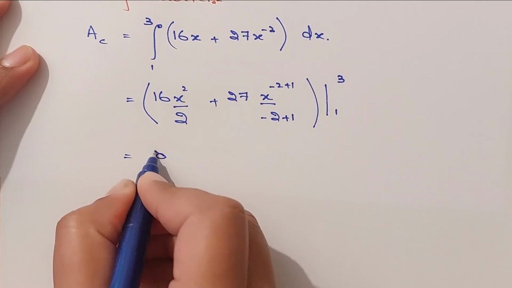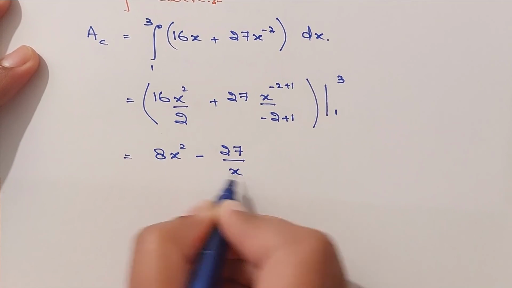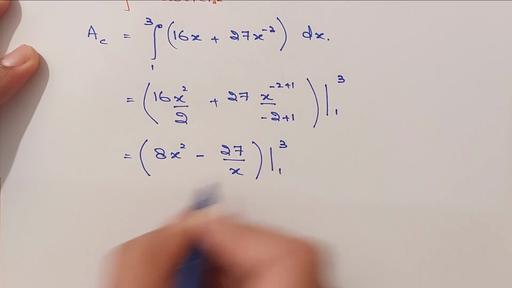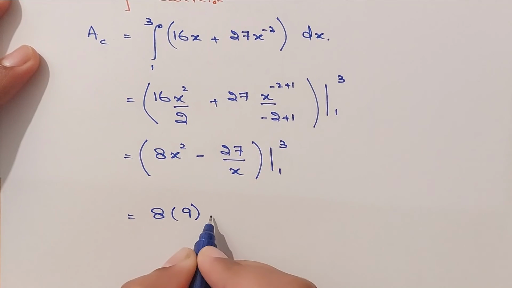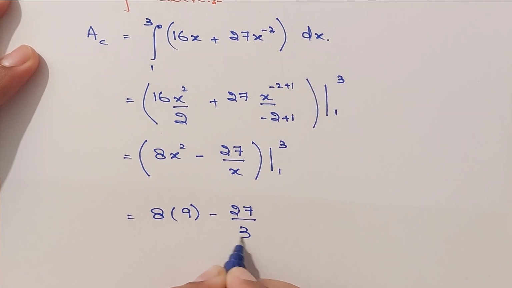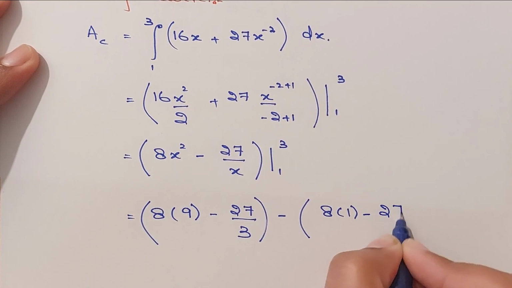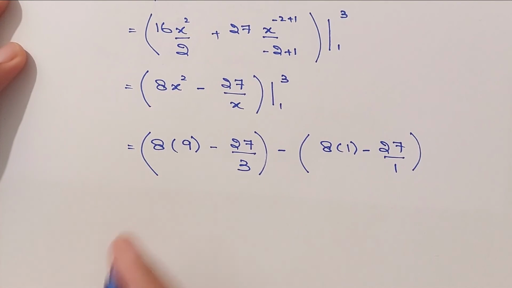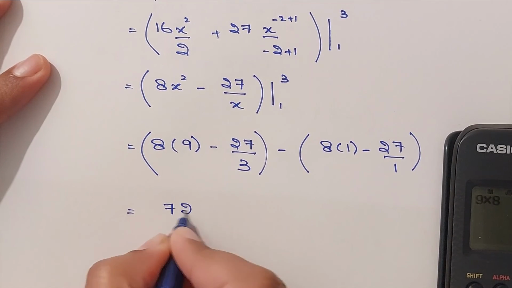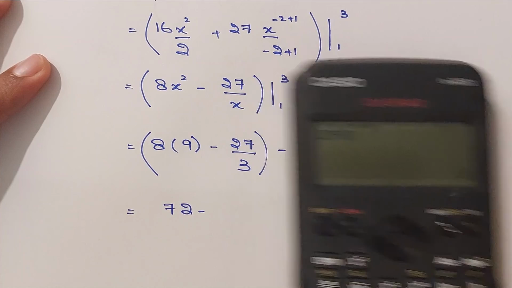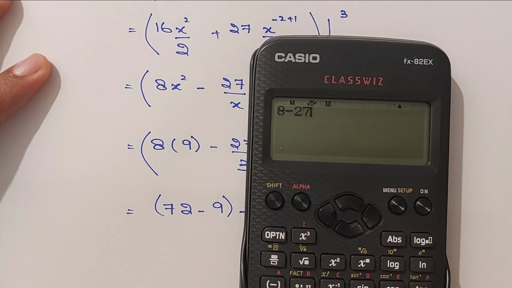Now we have 8x square, and this is negative of 27 over x between 1 to 3, right? So the upper limit is 8 times 3 square, which is 9, minus 27 over 3. Subtract the lower limit, 8 times 1 square is 1, minus 27 over 1, right? Okay, 9 times 8 is 72, minus 27 divided by 3 is 9, subtract 8 minus 27 is negative 19.